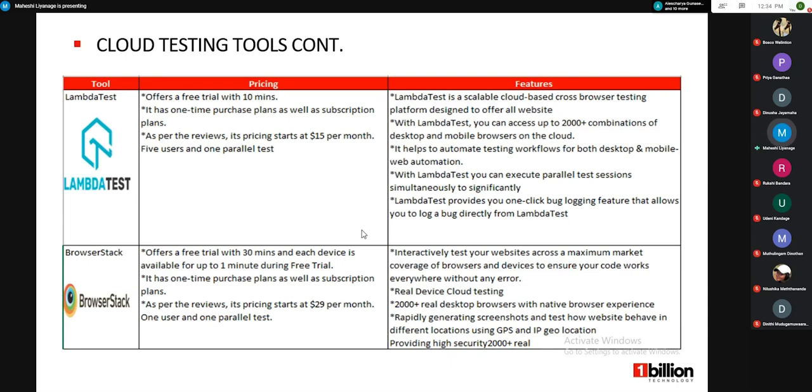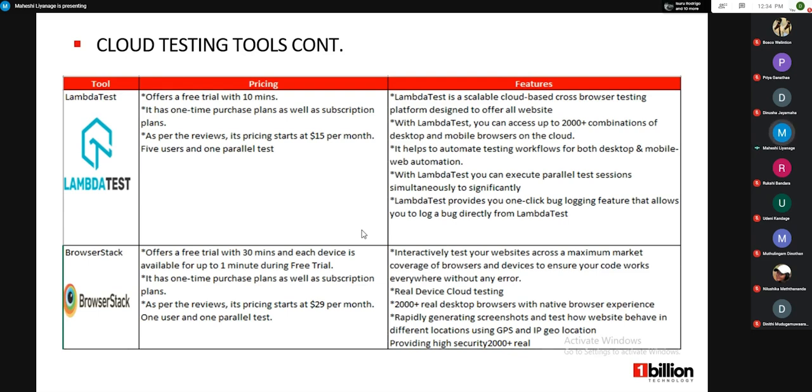And a key feature we have here is you can log the bugs through this. And this LambdaTest supports bug management tools like Jira, Asana, Trello, and GitHub.